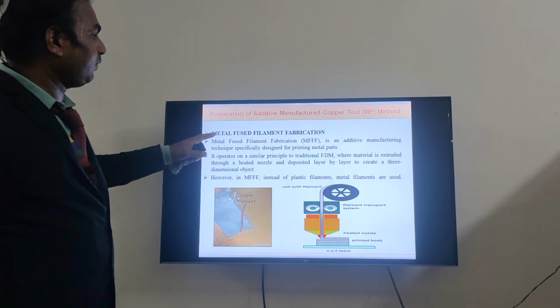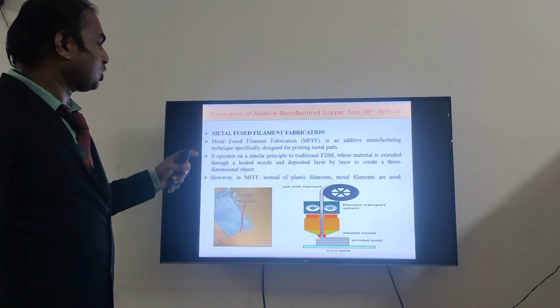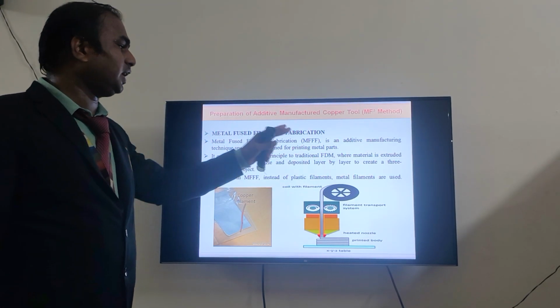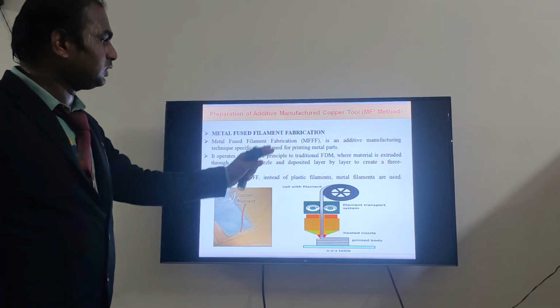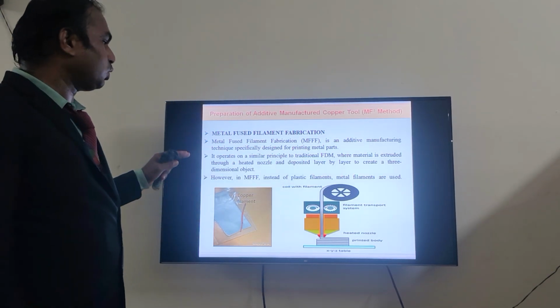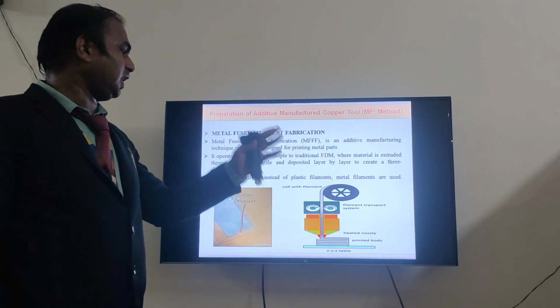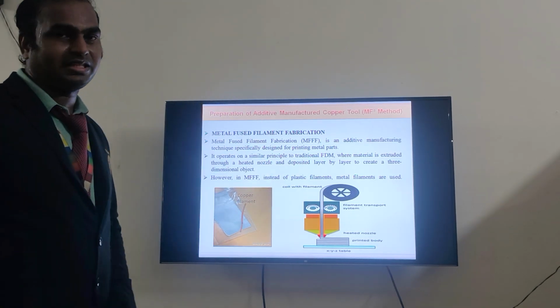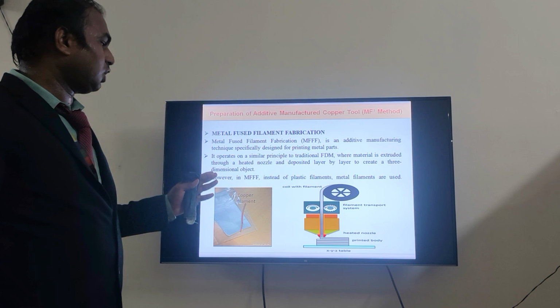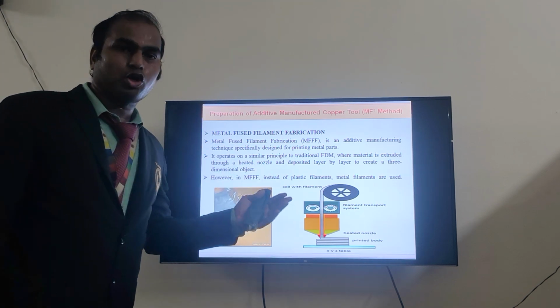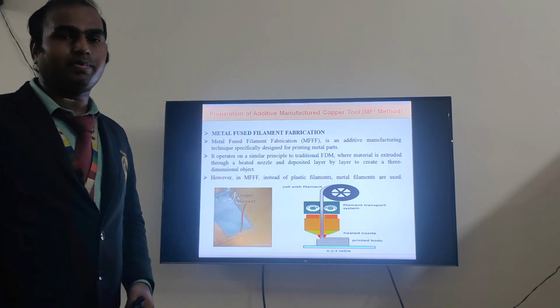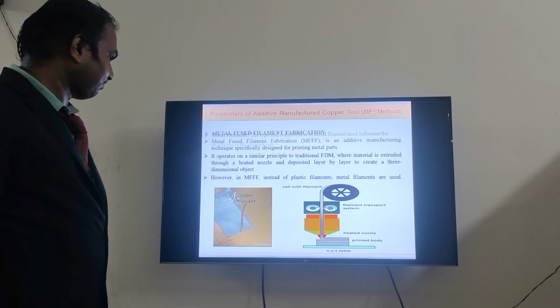So next is the metal fused filament fabrication technique. It operates on the principle of FDM, that is fused deposition modeling, where material is extruded through the heated nozzle and deposited layer by layer to create the part in three directional axes, that is XYZ. So instead of plastic filaments, you can use metal filaments in this procedure.